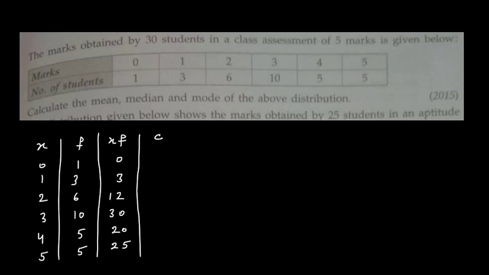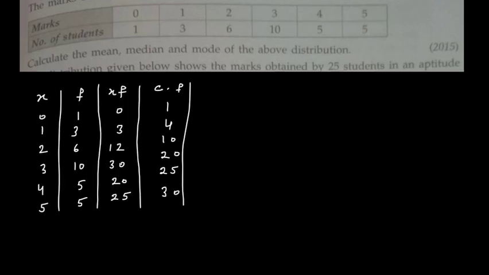And here you make a column of cumulative frequency. So cumulative frequency, you write frequency 1 first, then 1 plus 3 it is 4, 4 plus 6 you have 10, 10 plus 10 it is 20, 20 plus 5 it is 25, 25 plus 5 it is 30. So this is your cumulative frequency.